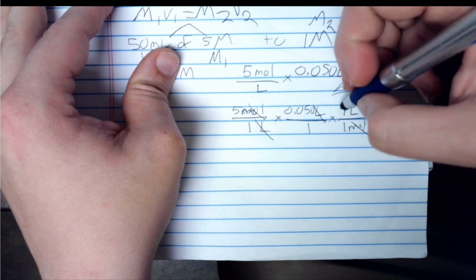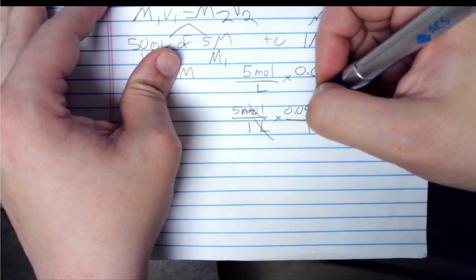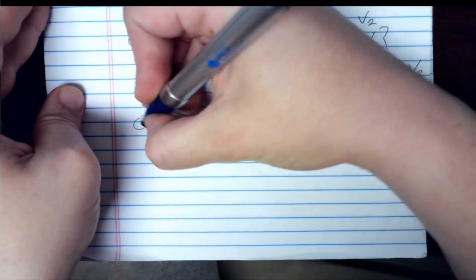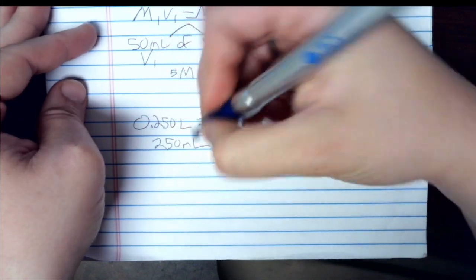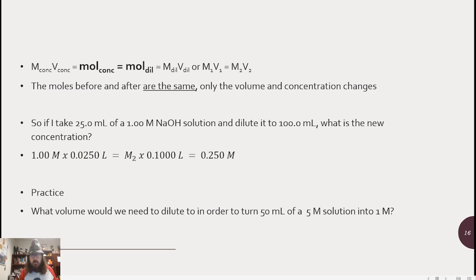So 5 times 0.05. What volume would we need? We would need 0.250 liters or 250 milliliters. I'm doing that math kind of fast, but I'm just multiplying by that ratio. I said you could leave it in milliliters and you'd get your answer in milliliters, because liters would cancel liters just fine, and that milliliter could carry over.